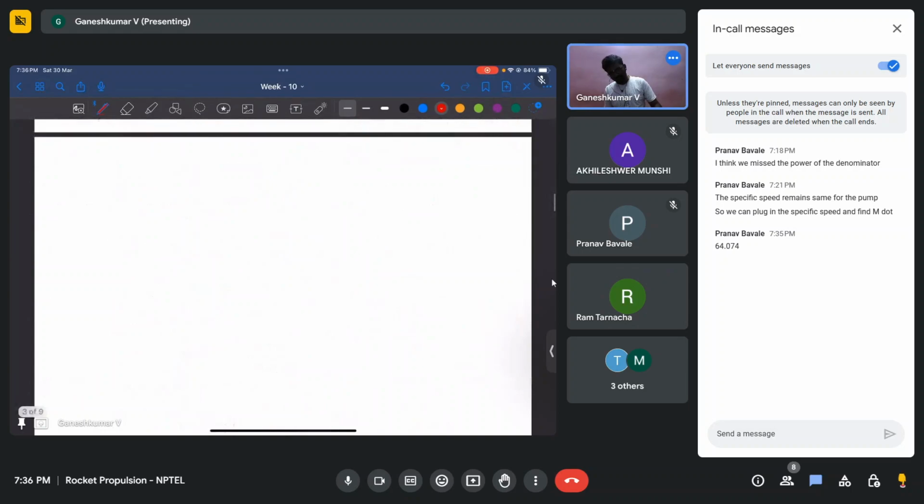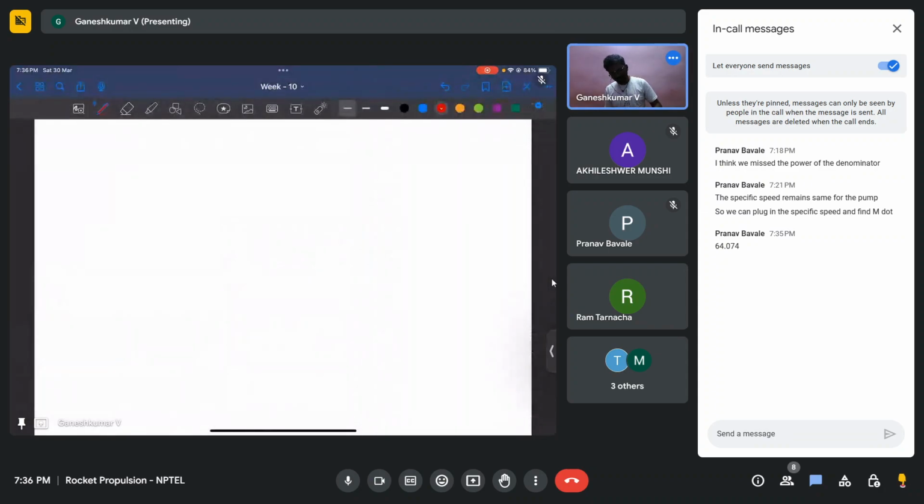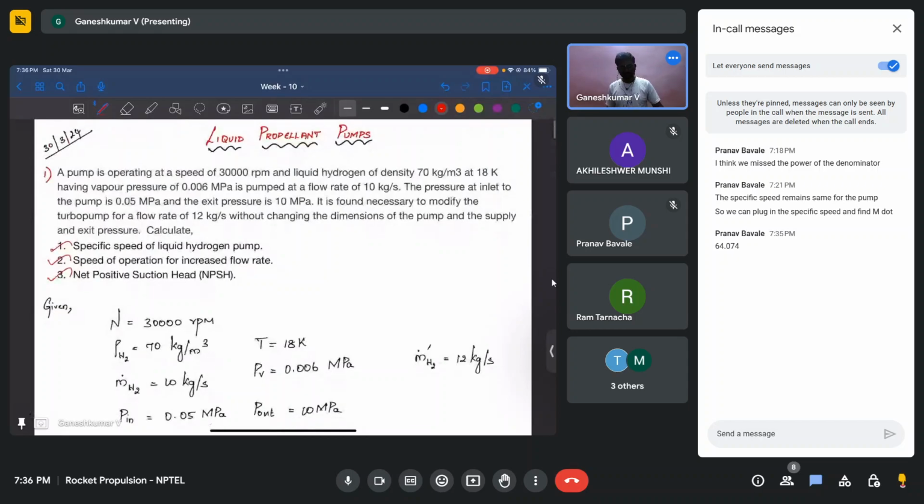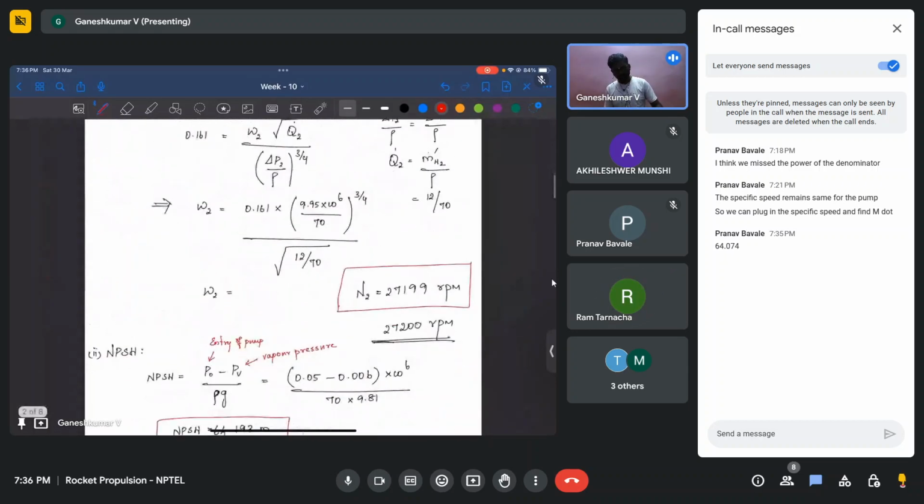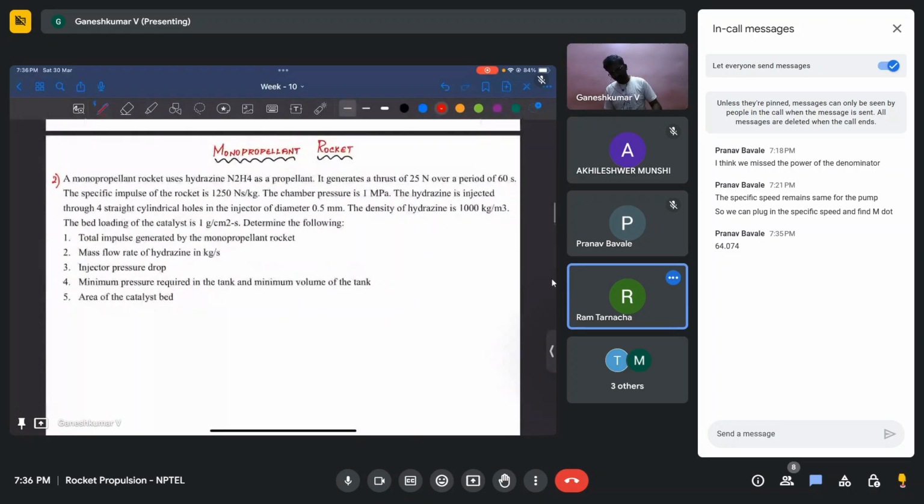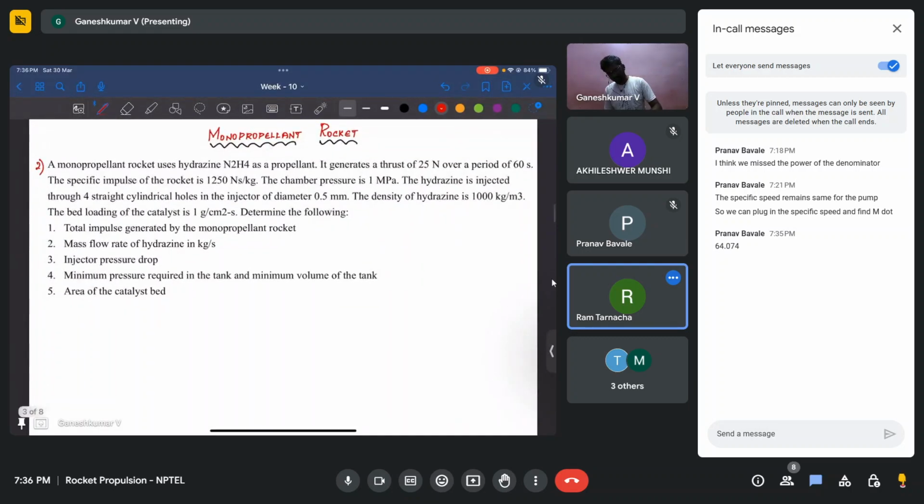Let's go ahead and solve another problem. By the way, does anyone have any questions regarding the problem we solved? I hope it's straightforward and just involves formulas, but a little bit of thinking. All right, so if there are no questions, let's go forward and solve this monopropellant rocket.